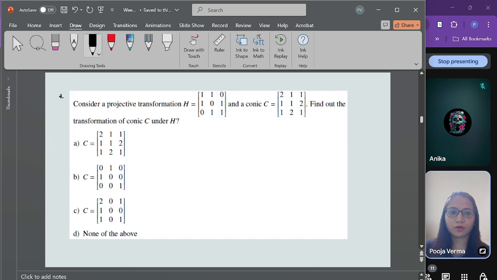Okay, so now moving to the next question. Next question is: consider a projective transformation, a transformation matrix is given, and the conic matrix C is also given. Find out the transformation of a conic C under H. So now we have to find out the transformation of a conic C under H. So how can we move forward with this question?